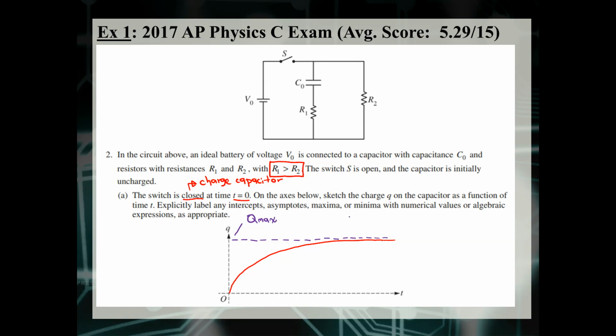Okay, so now we have to start thinking about what's going on in the circuit here to figure out what Qmax is. Now, when you've reached your maximum charge, it means the capacitor is fully charged. So Qmax is when this capacitor would be fully charged. When this capacitor is fully charged, there would actually be no current through this branch.